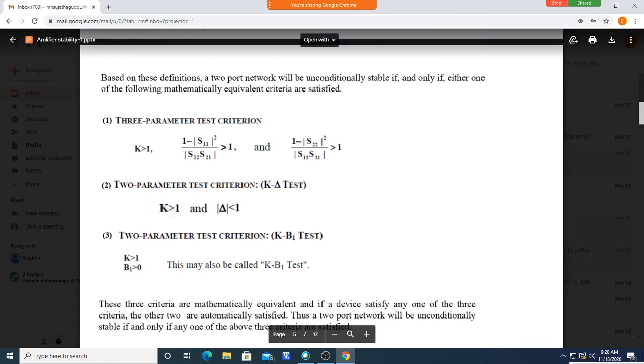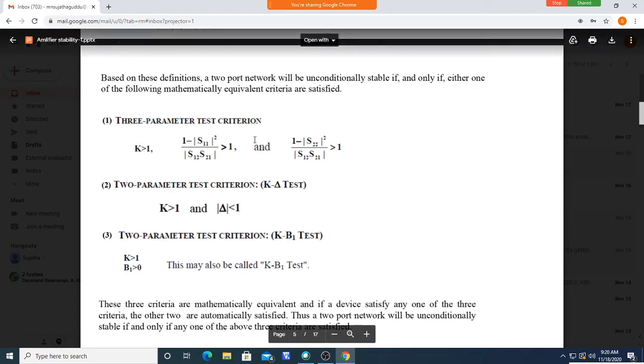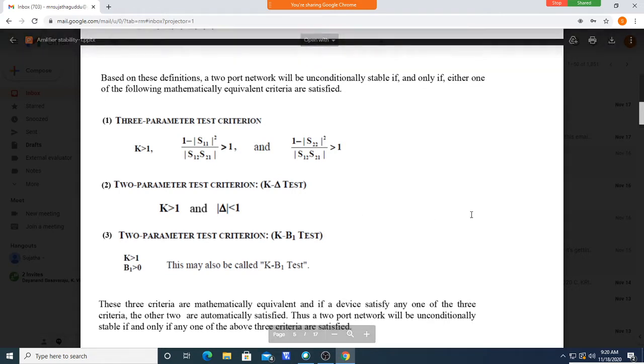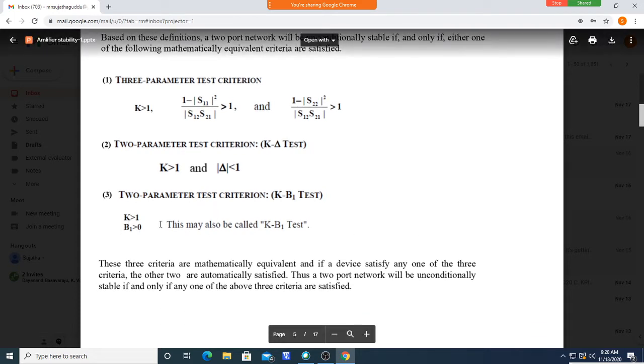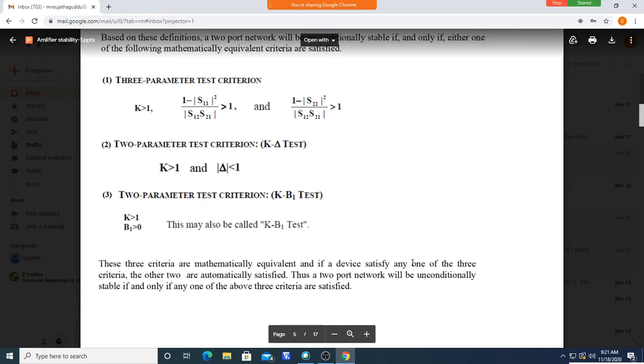Okay, second one: k greater than 1, delta less than 1. K must be greater than 1, delta must be less than 1. That is also unconditionally stable. Any one of these you have to check, either 1 or 2 or 3. Usually this will be done with the problem. You check the value of k and delta. If k is greater than 1 and delta is less than 1, that system is unconditionally stable. Or you can do it like this also: k value and b value both must be greater than 1. That also gives the check. The system is unconditionally stable.